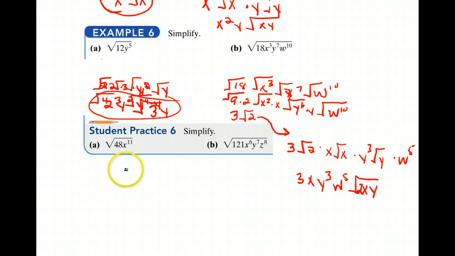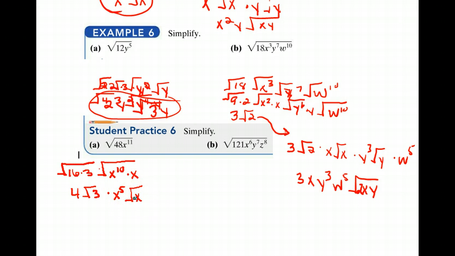Okay, at this point everybody should have been able to complete these, and you should now be ready to check your work with me. For letter A, you should have broken 48 into 16 times 3, and we would have wanted to break x to the 11th into x to the 10th times x. And now we're going to evaluate those perfect squares. So the square root of 16 is 4, and that will leave us with root 3. The square root of x to the 10th is x to the 5th, and that leaves us with root x.